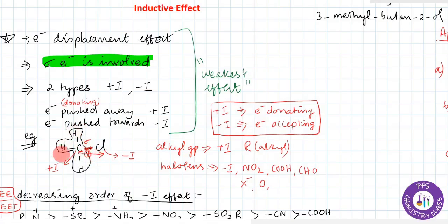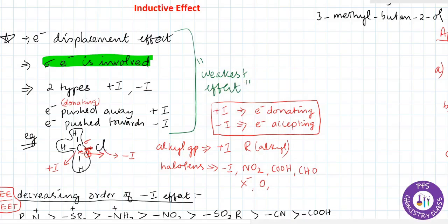Now this methyl group is said to exhibit a plus I effect. That means the methyl group is pushing electrons away. Therefore, the methyl group exhibits a plus I effect, whereas chlorine is attracting electrons towards it, pulling electrons towards itself. So we say chlorine is exhibiting a minus I effect. And the inductive effect is the weakest of all the 7 effects that I have listed, such as resonance and hyperconjugation.